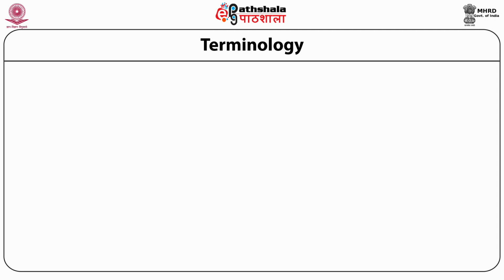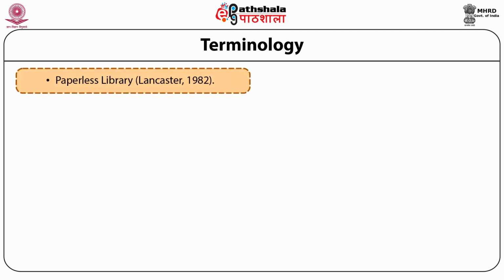Several terms have been coined at different times to represent the concept of libraries without books, libraries having information in computer readable format or having access to information in digitized or digital format. The terms which have been used at different times include paperless library, that was first used by Lancaster in 1978 in his book entitled Towards Paperless Information System, published by Academic Press.